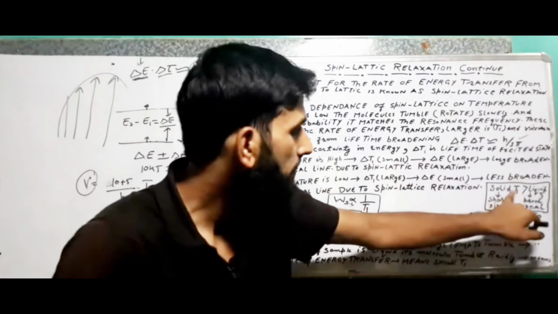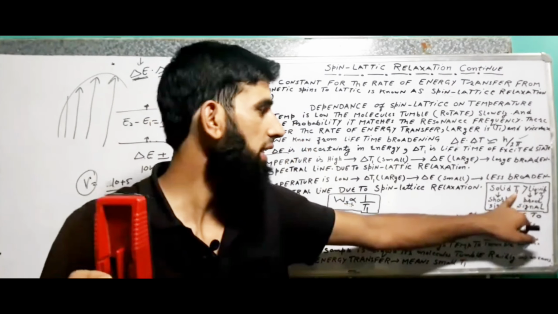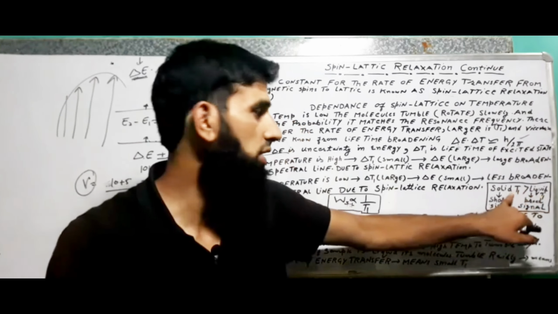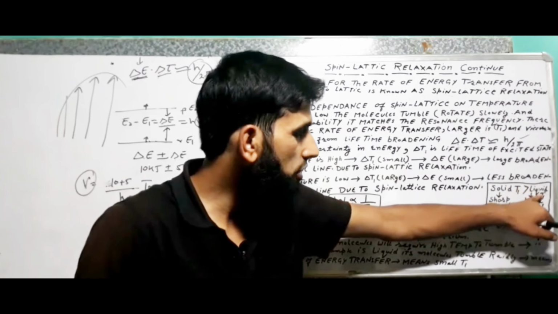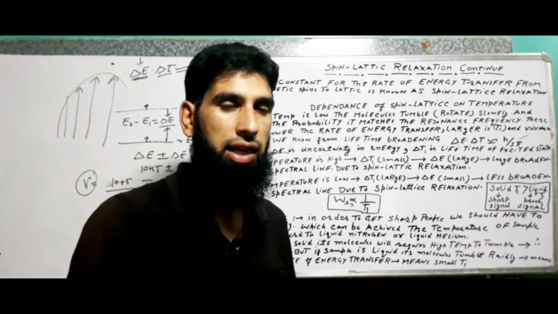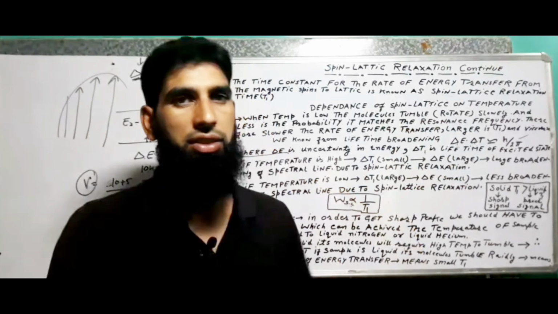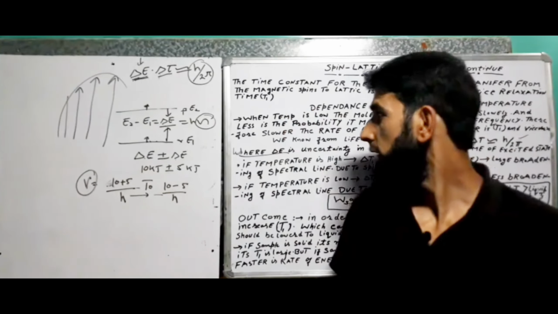So I wrote here, this is the solid sample; its spin-lattice relaxation time is large. And this is the liquid; its spin-lattice relaxation time is less than that of solids. When the spin-lattice relaxation time is large, it will give a sharp signal, and when it is small, it will give a broad signal. So in NMR, solid samples give sharp signals, whereas liquid samples give broad signals. This is all about the spin-lattice relaxation process.